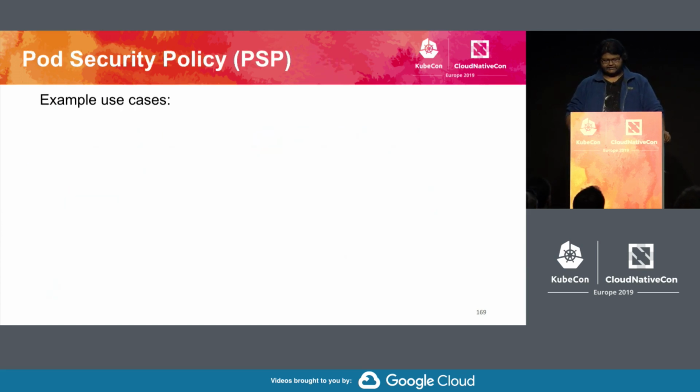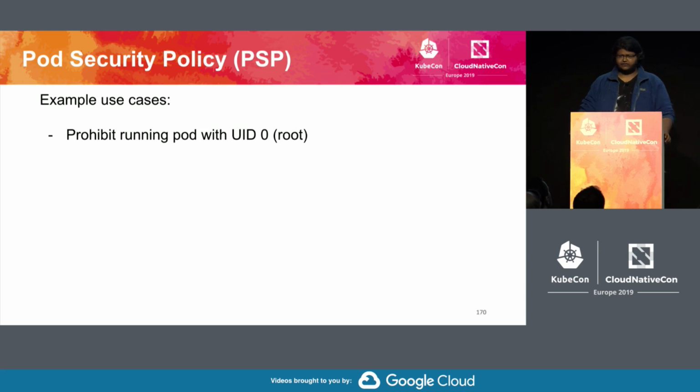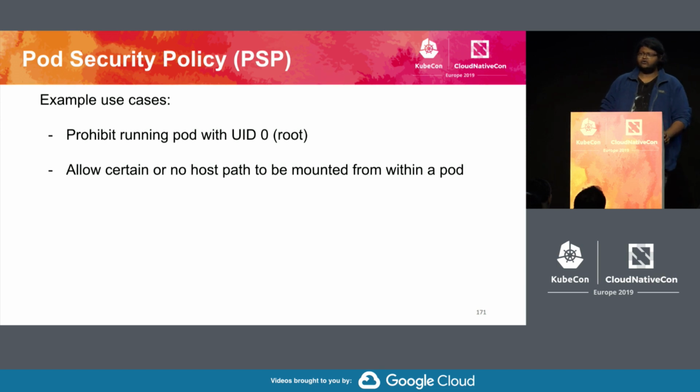Some example use cases of pod security policy are, you can prohibit running a pod with UID 0. So if container breakout happens, containerized processes cannot do any harm to your host processes. Because if it runs with root UID and has privileged access, then it can be dangerous for your cluster. Then you can allow certain or no host path at all to be mounted within your pod, just to be safe and secure so that your pods do not access the host path.